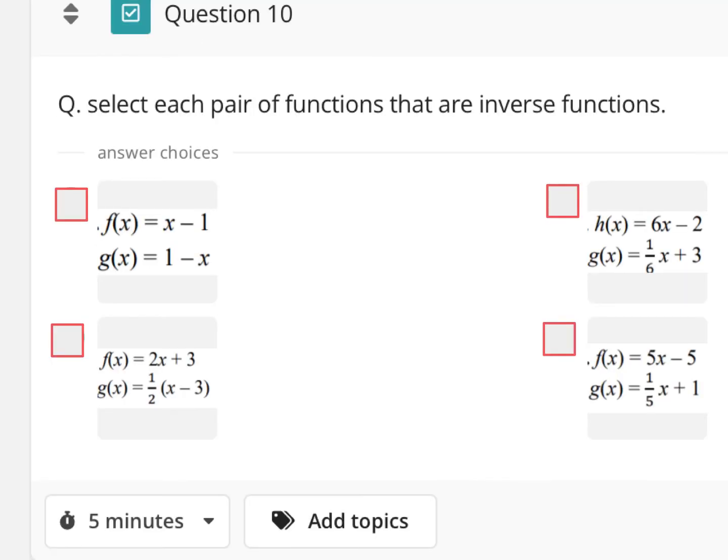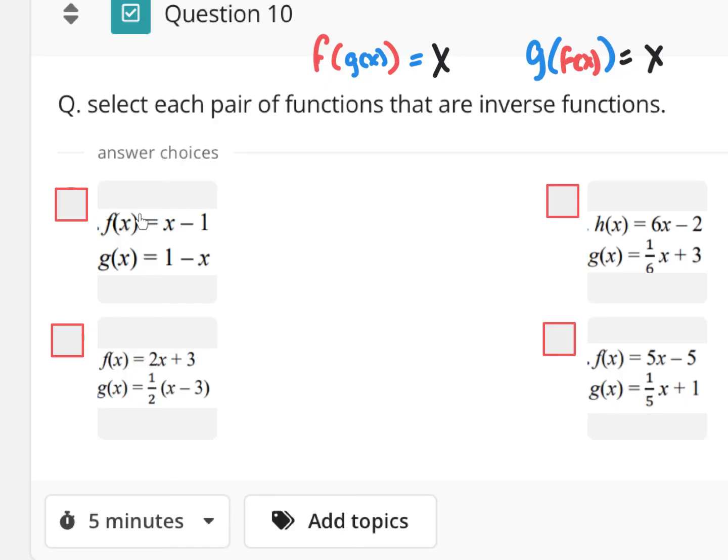So on this one, they want us to select each pair of functions that are inverse functions. So how could we tell if functions are inverses of each other? Well, we know that when you plug your g function into your f of x function, everything should cancel out and your answer should be x. And the same is true vice versa. When you plug your f of x into your g of x, the answer should also still only be x. Everything should cancel out.